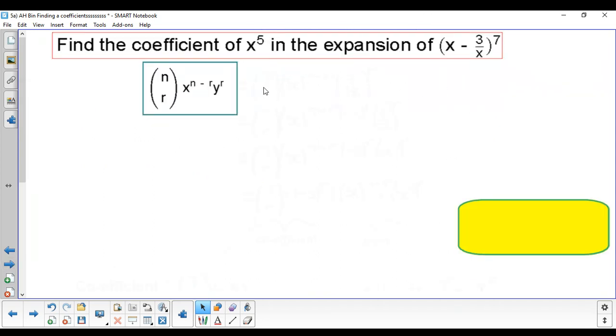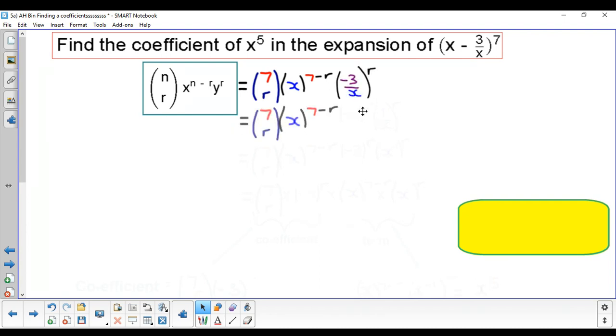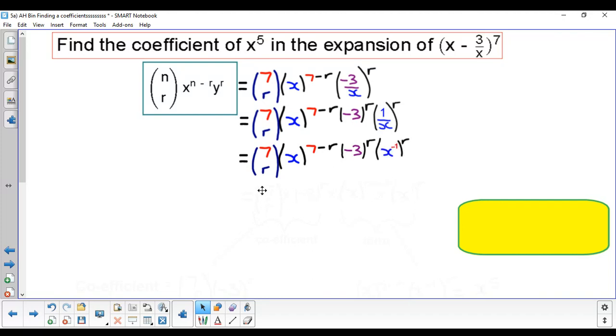So watch out. Right, okay, to the 7. So 7 choose r, and then x to the 7 minus r, and then minus 3 over x. What's your sign? Okay, let's pull it apart. So minus 3, pull out 1 over x, and then do the exact same again. So bring that as x to the minus r, and lastly, collect your coefficients together and collect your terms together.